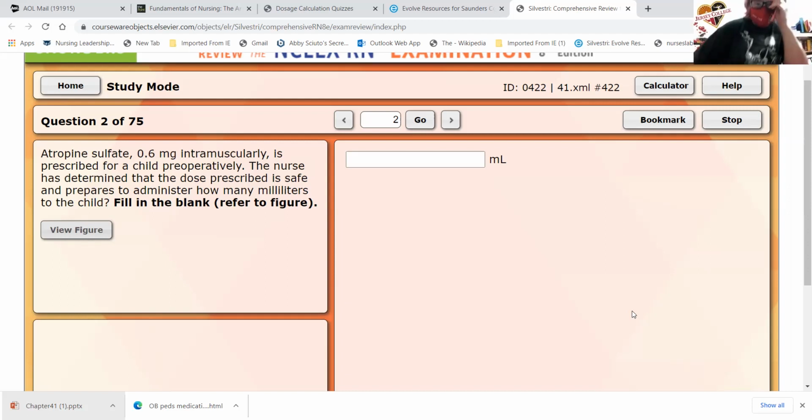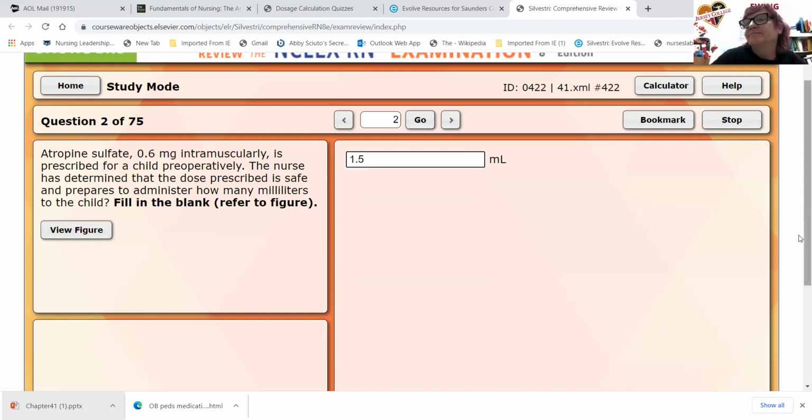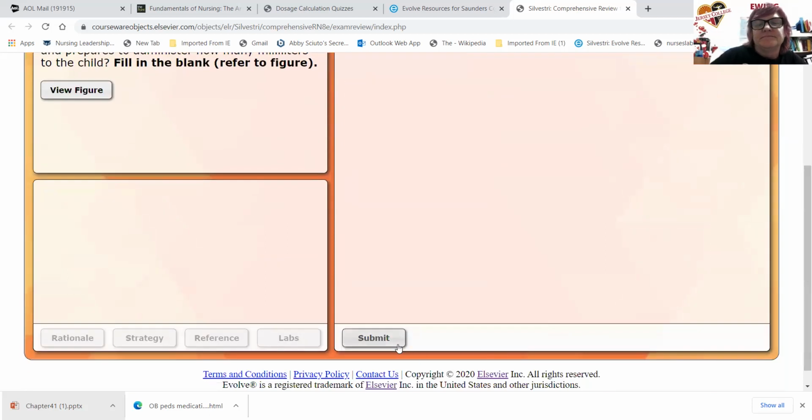Okay, how'd we do? Good. You did good. What do we get? We all got 1.5 ml. All right. That means somebody's right. All right, good job, rock stars.